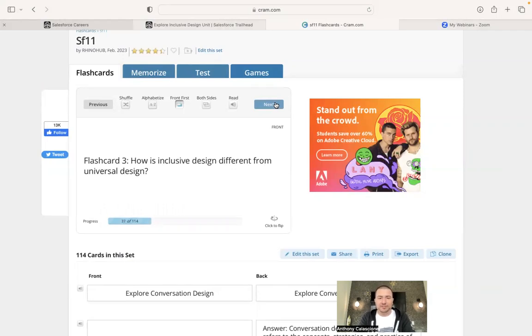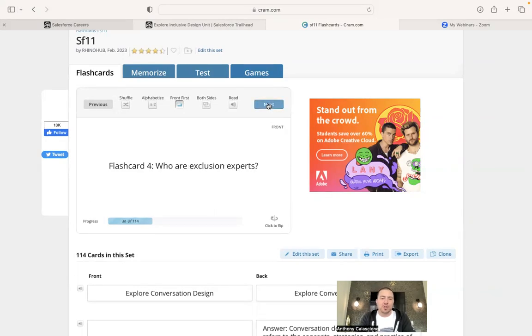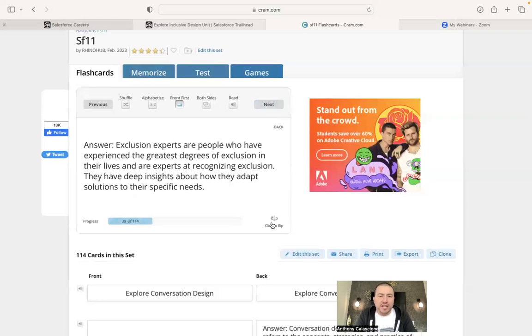How is inclusive design different from universal design? Inclusive design is focused on designing solutions that offer a diversity of ways for people to participate in and contribute to an experience. Universal design is rooted in architecture and environmental design, and is focused on designing one solution that serves all people with minimal adaptation. Who are exclusion experts? Exclusion experts are people who have experienced the greatest degrees of exclusion in their lives and are experts at recognizing exclusion.